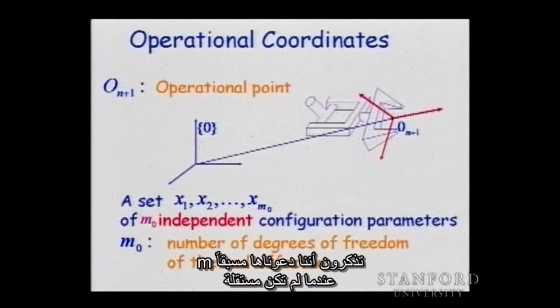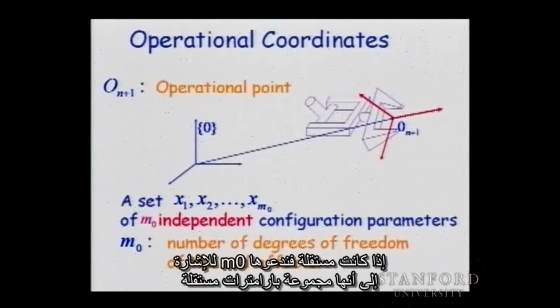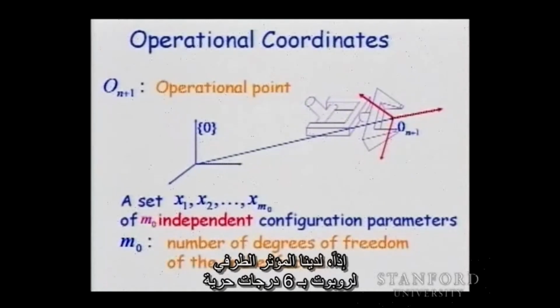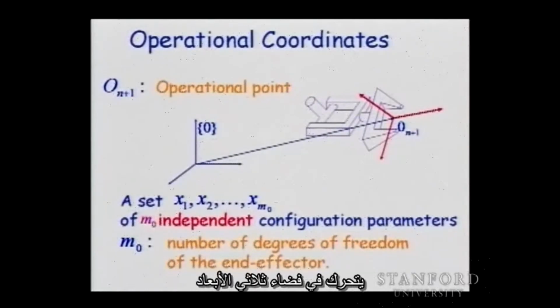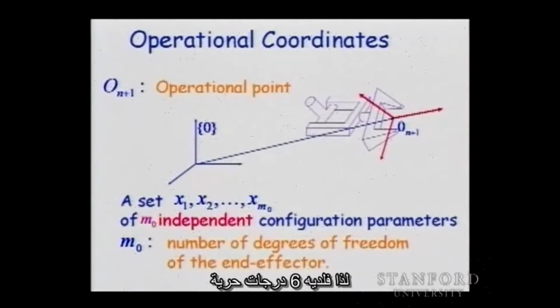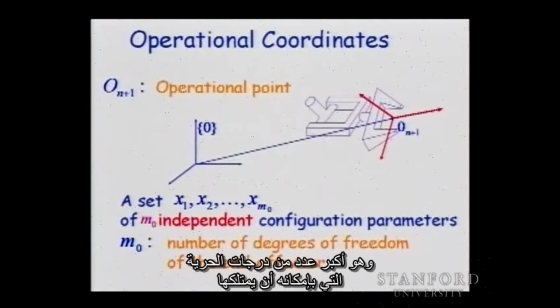So this number, before, you remember, it was M if it was not independent. When it is independent, we call it M0 to point out that this is an independent set of parameters. And that gives us, again, the number of degrees of freedom of the end effector. So an end effector of a robot with 6 degrees of freedom moving in the 3-dimensional space can be positioned anywhere and oriented anywhere, so it has 6 degrees of freedom. And that is the most number of degrees of freedom it can have.